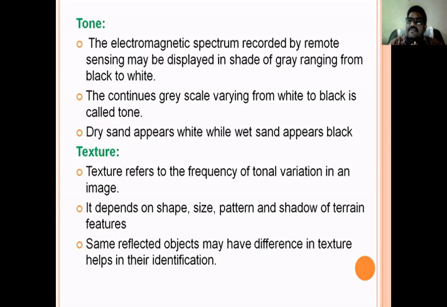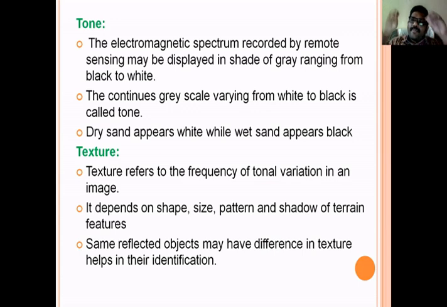Sometimes in an image, it gives a white appearance if light is heavy, and if an object is there, it gives a dark appearance. In the same way, the remote sensing data which is recorded by the electromagnetic spectrum in the name of different spectral bands appears as a grayscale which ranges from white to black, and that is called tone.